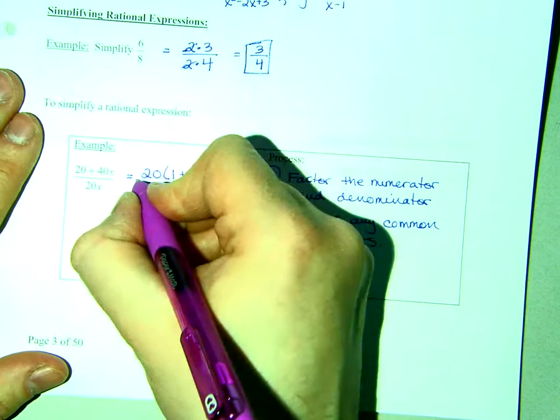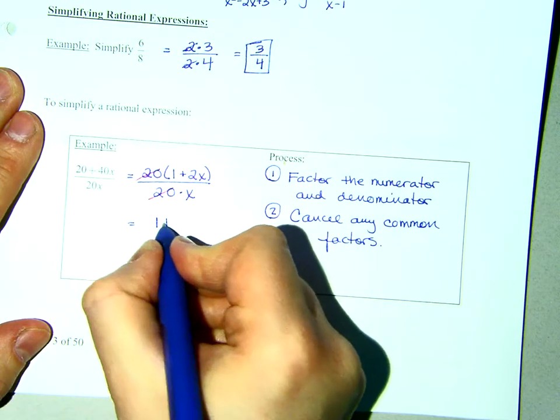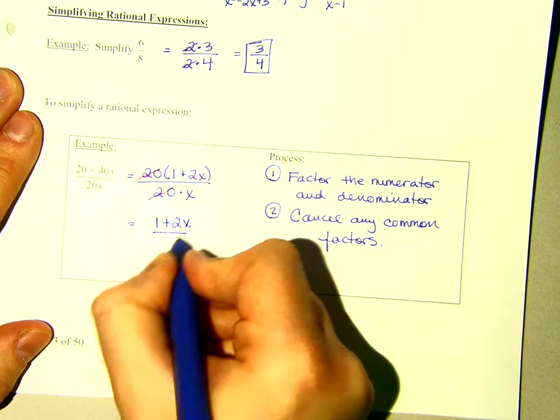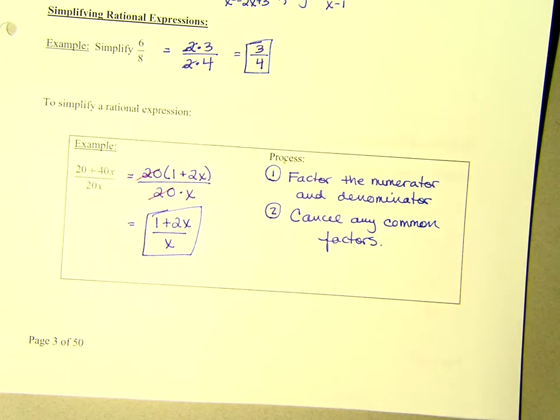We're going to cancel the 20's. Gone. Gone. We are going to get 1 plus 2x over x. That is our simplified fraction.